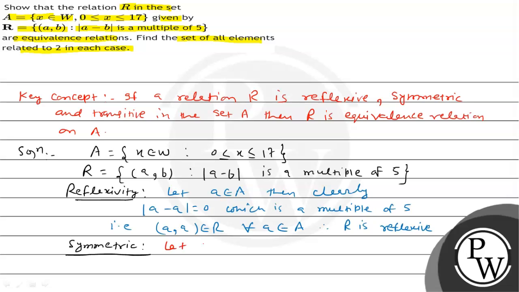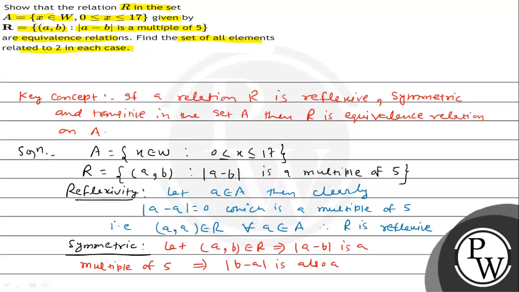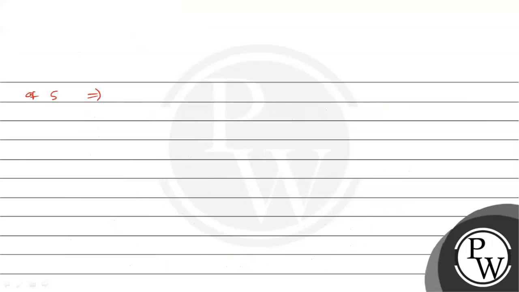अब हम प्रूफ करेंगे R सिमेट्रिक भी है. Symmetric. Let (a, b) belong to R, which implies |a − b| is a multiple of 5, which implies |b − a| is also a multiple of 5, which implies (b, a) belongs to R. This shows R is symmetric.